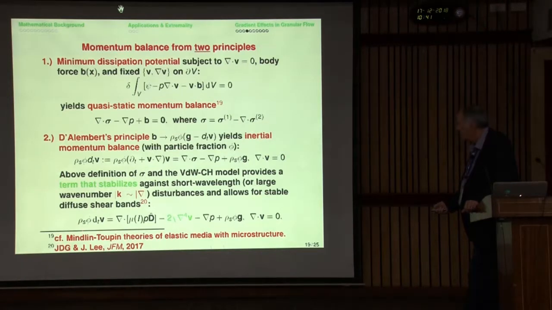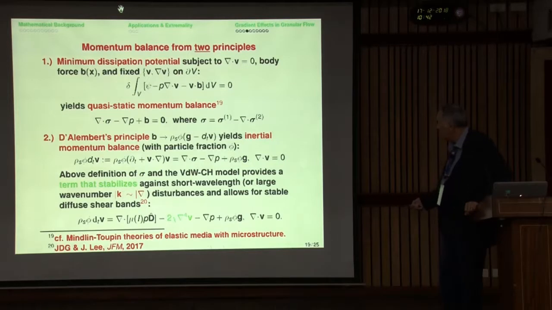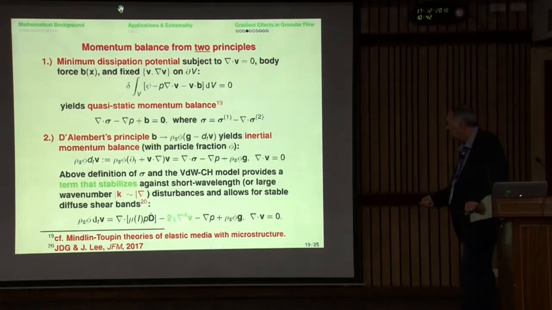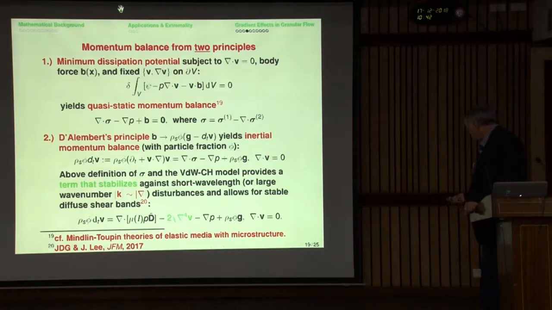If you look at the momentum balance, this is the substantial derivative, the d sub t. That gives you this term with the regular mu of I model, and this additional term gives you a fourth order gradient of velocity. This term becomes important for very high gradients or very short wavelengths, and serves to regularize things.